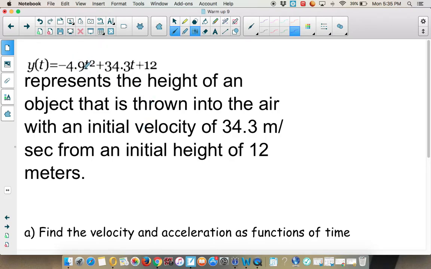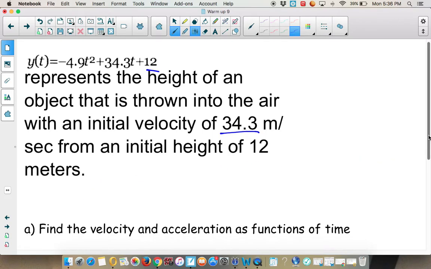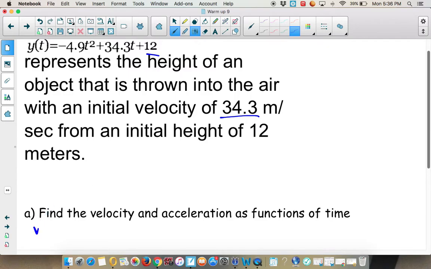We've got, this is your acceleration of gravity, got an initial velocity of 34.3 in meters per second, and an initial height of 12. That's where the 12 comes from. So I want to find my velocity and my acceleration as a function of time. Well, my velocity as a function of time is going to be the derivative of my position function. So you're going to use your power rule. The 2 times the negative 4.9 is going to be negative 9.8 t.